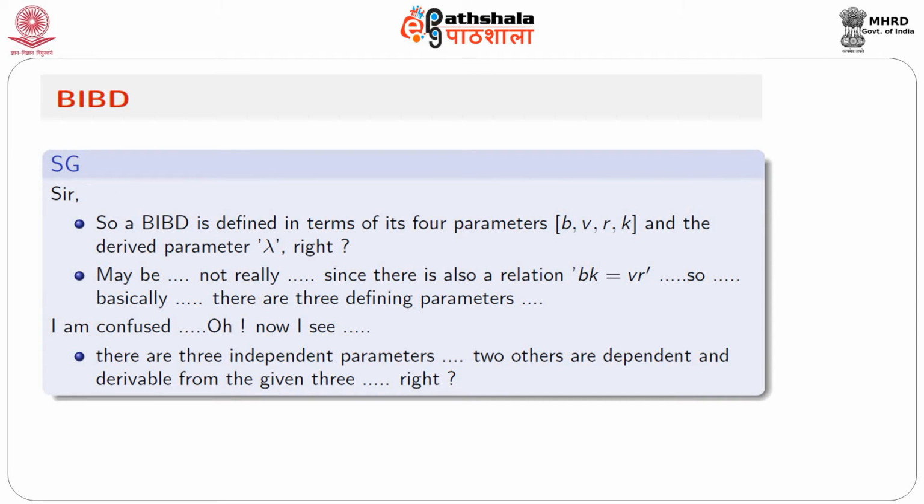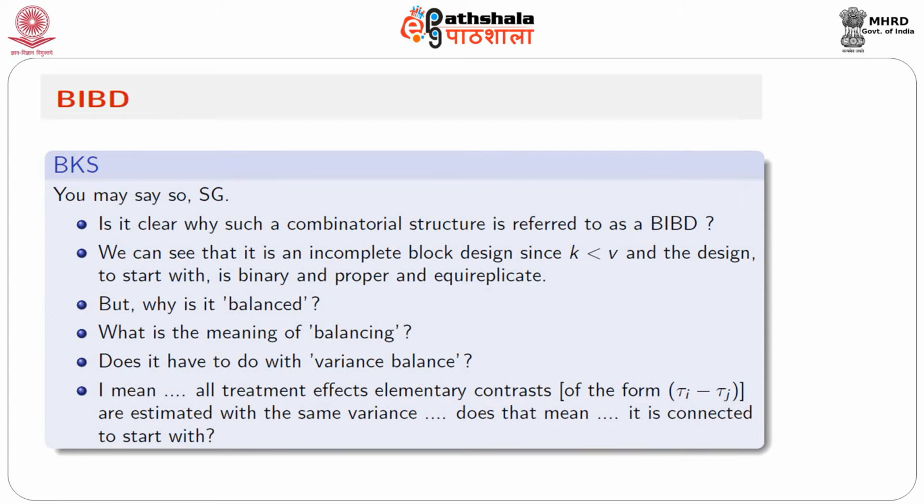So a BIBD is defined in terms of its four parameters, that is b, v, r and k, and the derived parameter lambda, right? Maybe not really, since there is also a relation bk equals v into r. So basically there are three defining parameters. I am confused. Oh, now I see, there are three independent parameters, and the two others are dependent and derivable from the given three. Am I right, sir? You may say so, Sagorika.